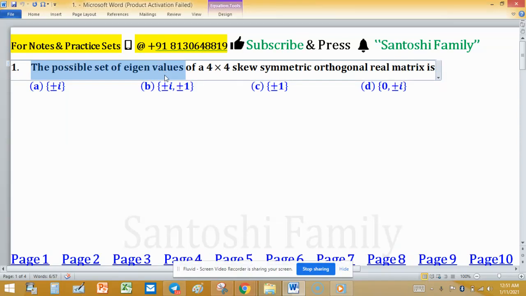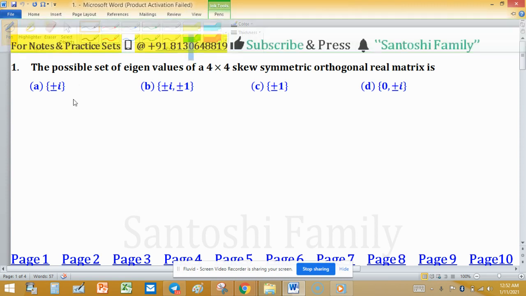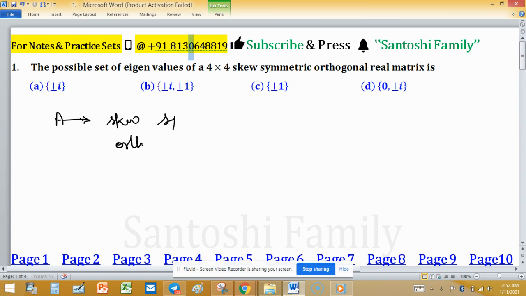The set of eigenvalues of a 4 by 4 skew-symmetric orthogonal real matrix is... Four sets are given to us and we have to find which set is the correct choice for the 4 by 4 skew-symmetric orthogonal matrix. Suppose the matrix is A. It is skew-symmetric as well as orthogonal.